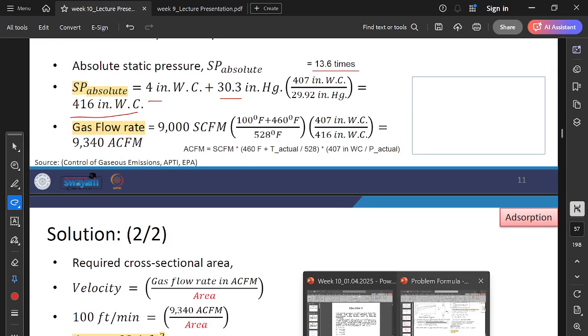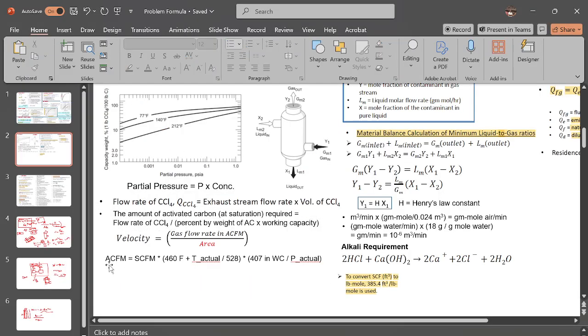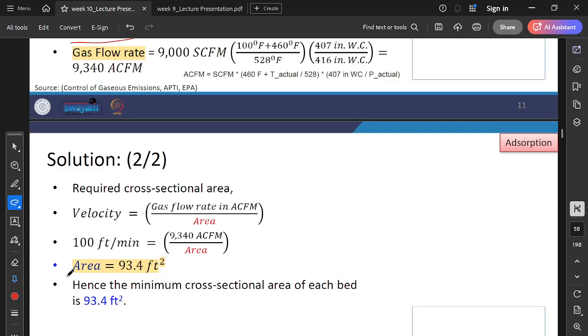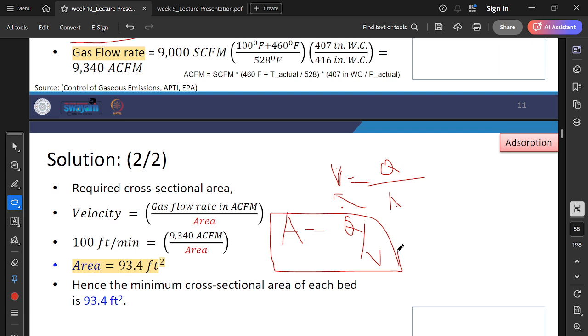What is the formula? Go to the formula sheet. So minimum cross-sectional area will be, where is the area formula? Okay, area will be V equal to Q by A. The simple formula I am just converting here. So Q by V will be your area. So if I know the flow rate and the gas velocity, I can easily find it. So I know the gas flow rate, I know the gas flow velocity, I can find the area, right?